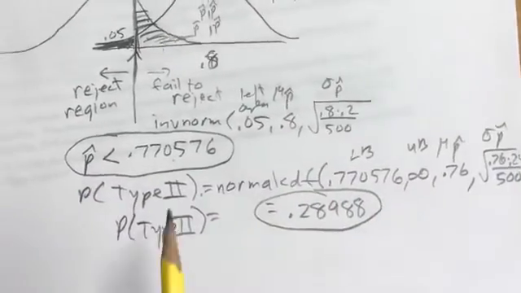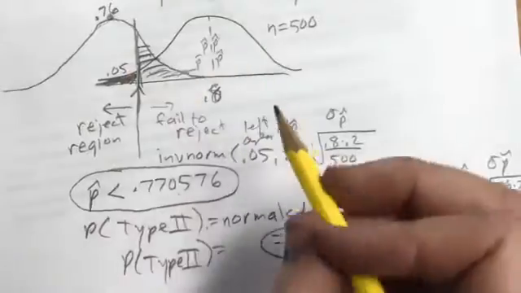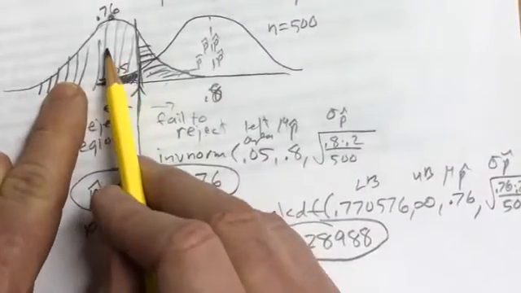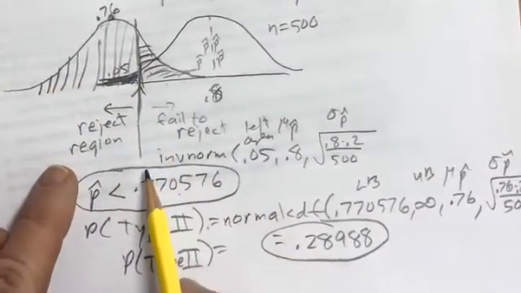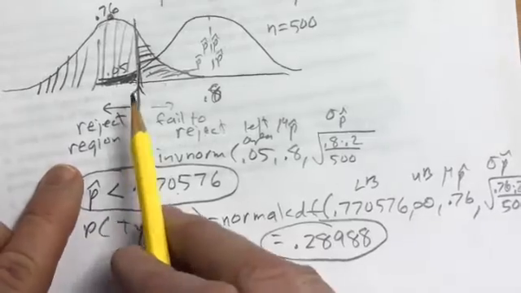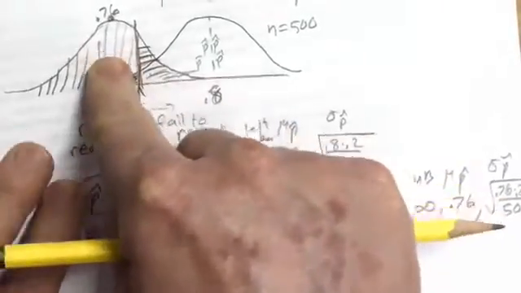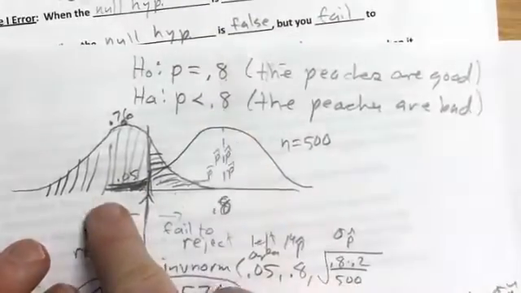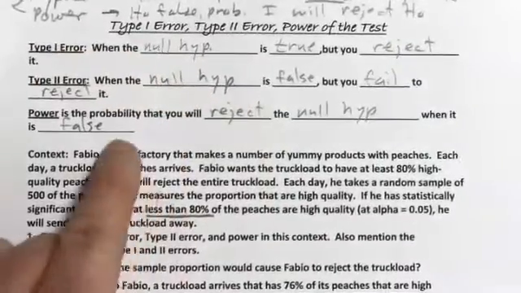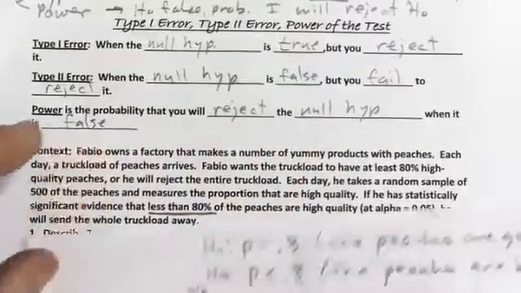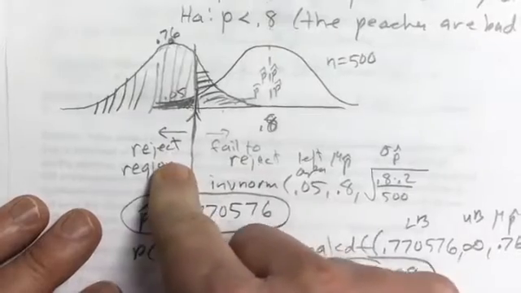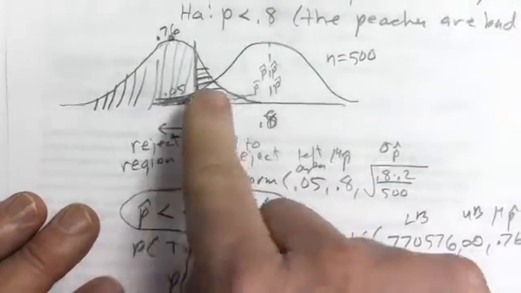Now, let's think about this other part of the curve. When you look at this part of the bad curve, what do these p-hats cause you to do? Well, if you get one of these p-hats, they are in the rejection region. So in other words, you're rejecting this bad curve. You're rejecting the null, which is not true. And so what do we call that? We reject the null hypothesis when it's false. That's what power is. Power is the area of the bad curve that's in the rejection region of the other curve.